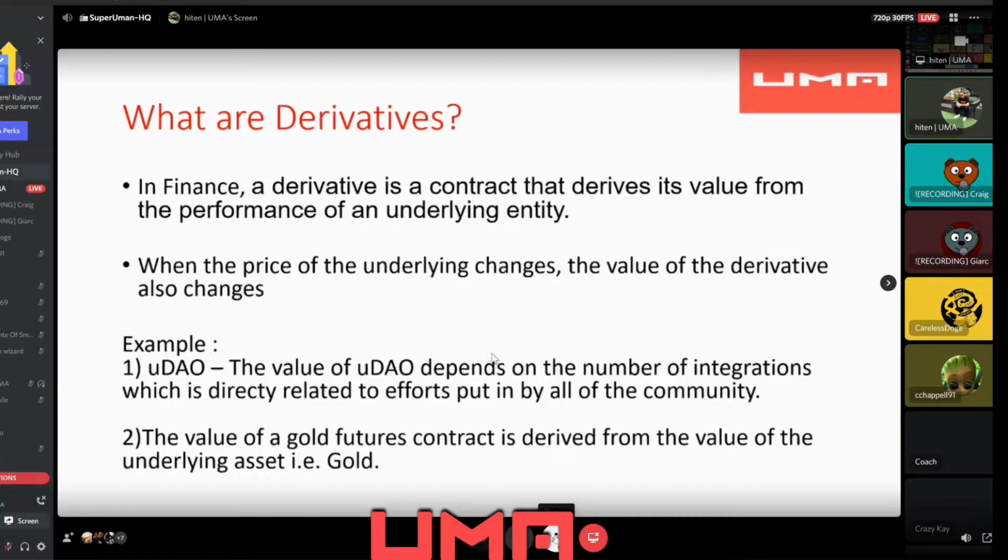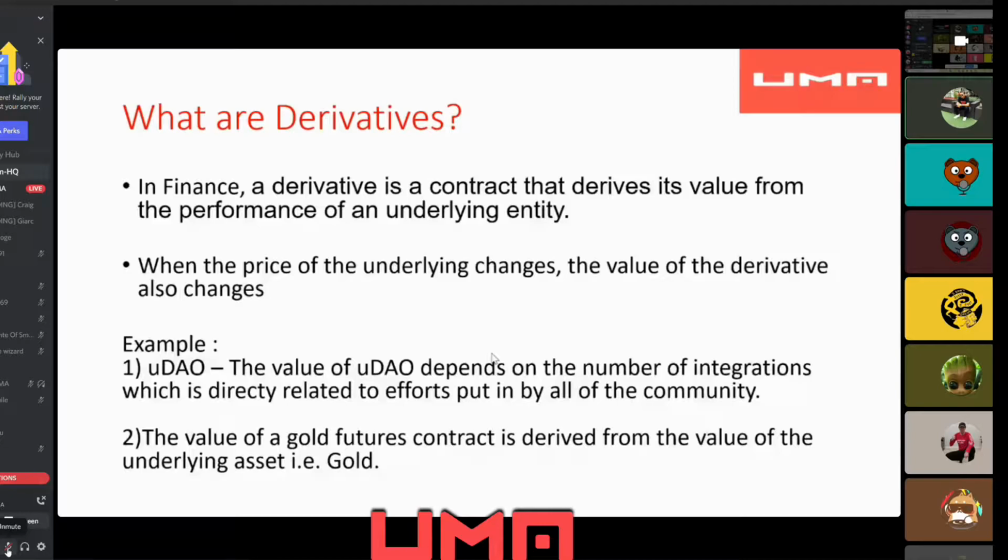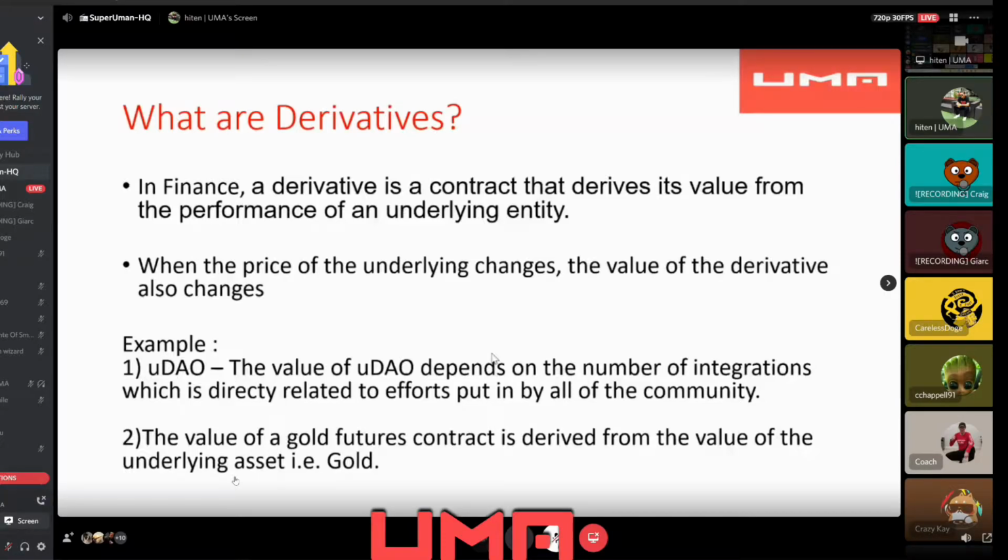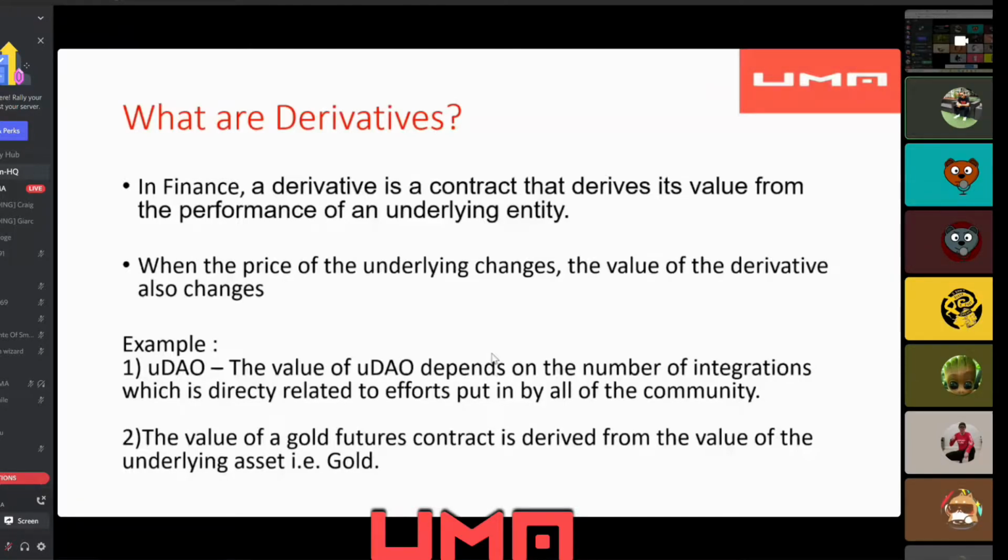In finance, a derivative is a contract that derives its value from the performance of an underlying entity or an asset. It can be anything, like a stock, a commodity, or something like we have over here, UDAW, which depends on the number of integrations. So when the price of the underlying changes, the value of the derivative also changes. For example, UDAW is an example of a derivative. The value of UDAW depends on the number of integrations, which is directly related to efforts put in by all of the community. The UDAW doesn't have its value on its own.